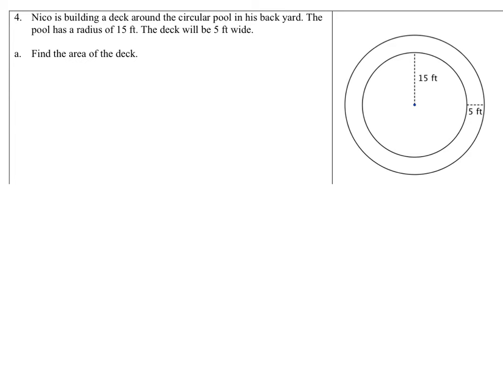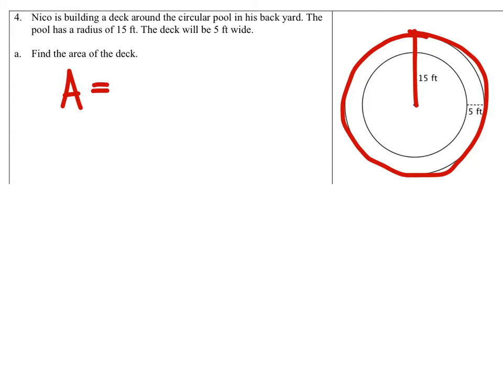Number 4, Nico is building a deck around a circular pool in his backyard. The pool has a radius of 15 feet and the deck will be 5 feet wide. So we want to find the area of the deck. Looks like that's all there is on this question. So the first thing we want to do is find the area of this outside bigger circle. And this one has a radius of 15 but then an extra 5. That's a radius of 20. So 20 times 20 times pi would give us the area of the pool and the deck.